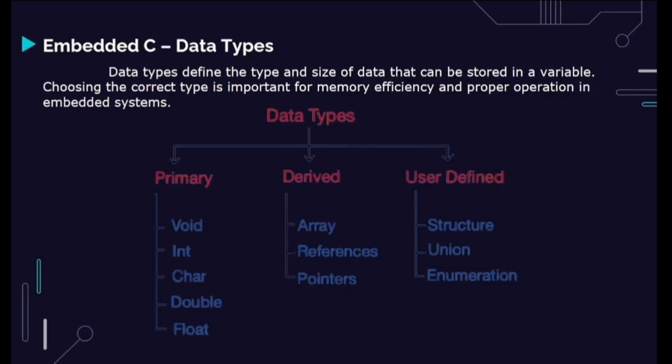Data types define the types and size of the data that can be stored in a variable. Choosing the correct type is important for memory efficiency and proper operations in embedded systems. There are three types of data types, that is primary, derived, and user defined. In primary, we see void, int, character, double, float. In derived, array, references, pointers. User defined includes structure, union, and enumerations.